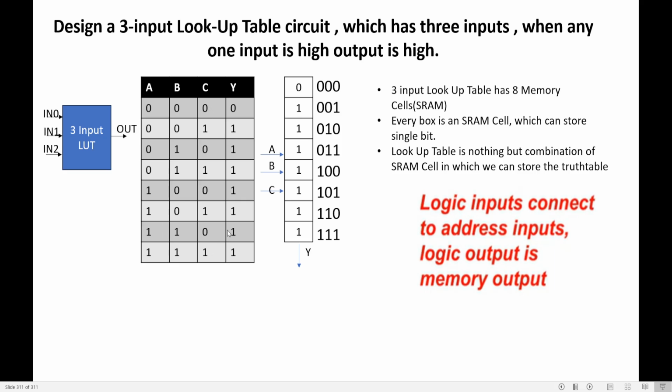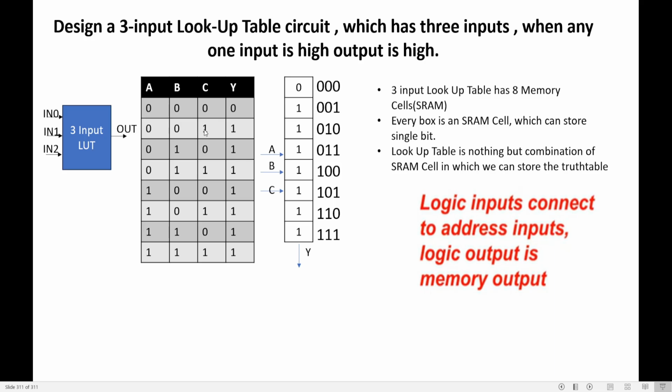So I'm going to draw the truth table for it, which has three inputs A, B, and C, and the output is termed as Y. Since there are three inputs, how many combinations? 2 to the power of 3, which is 8. So 000, 001 till 111, I'm writing the three input combinations. So what is the output? When any one of the input is high, output should be high. Since there is no input high, output is 0.